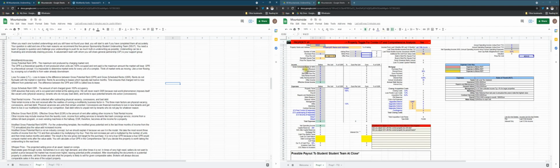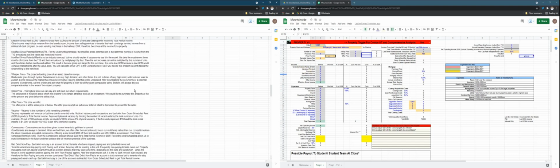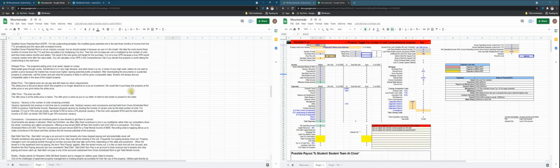All right, so let's talk about vacancy. So we're back up here at the income. Sorry about that. Back up here at the income. So vacancy is the number of units remaining unrented. And that's it. It's pretty self-explanatory.